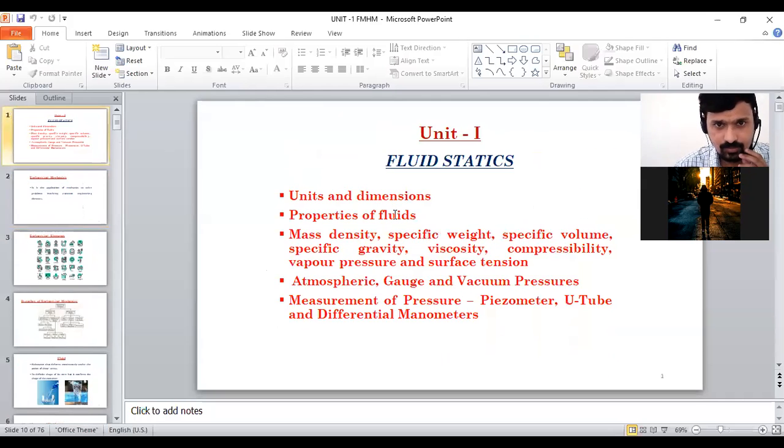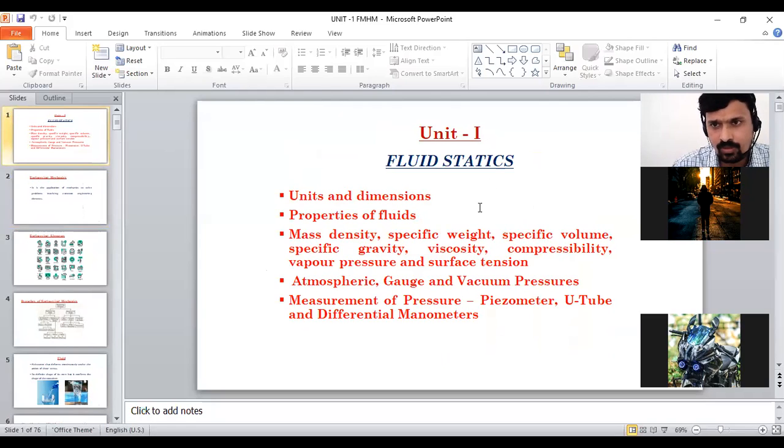Okay. So last class we have seen the introduction to our first unit, where we have seen what are all the topics we are going to learn in the first unit, right? Under which we have seen the properties of fluids, units of the different properties of the fluids, and next the properties of fluids, under which we have seen mass density, specific weight, specific volume.